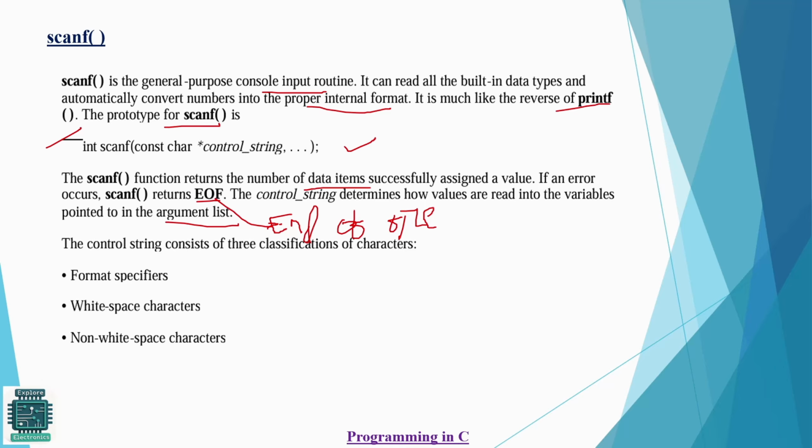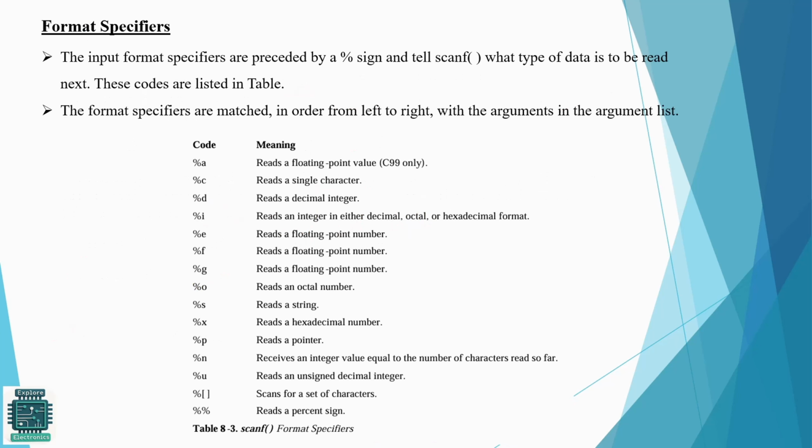Here, the control string consists of three classifications of characters: format specifiers, white space characters, and non-white space characters. Now, one by one, we will understand what each stands for and what work it does. The first one is format specifier. Let us go to that.